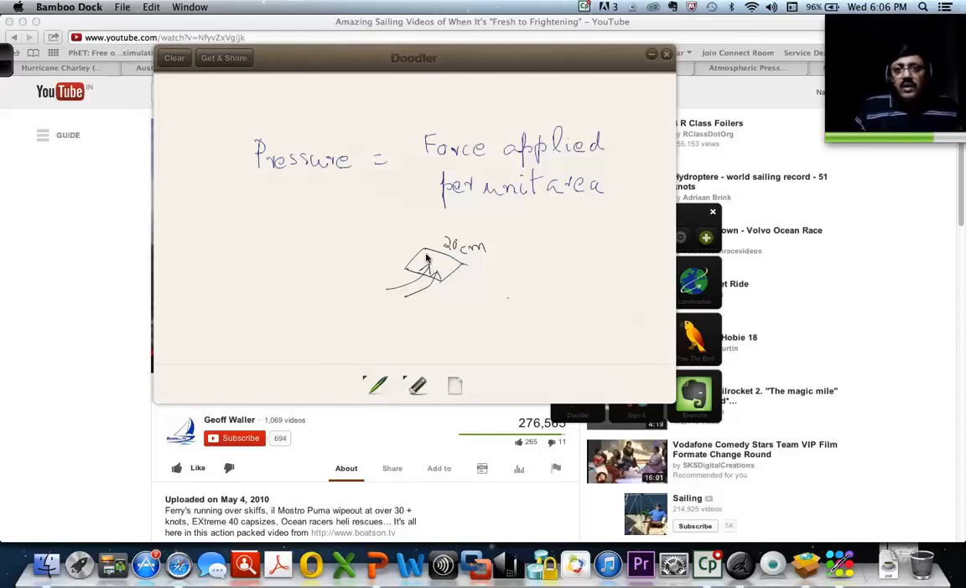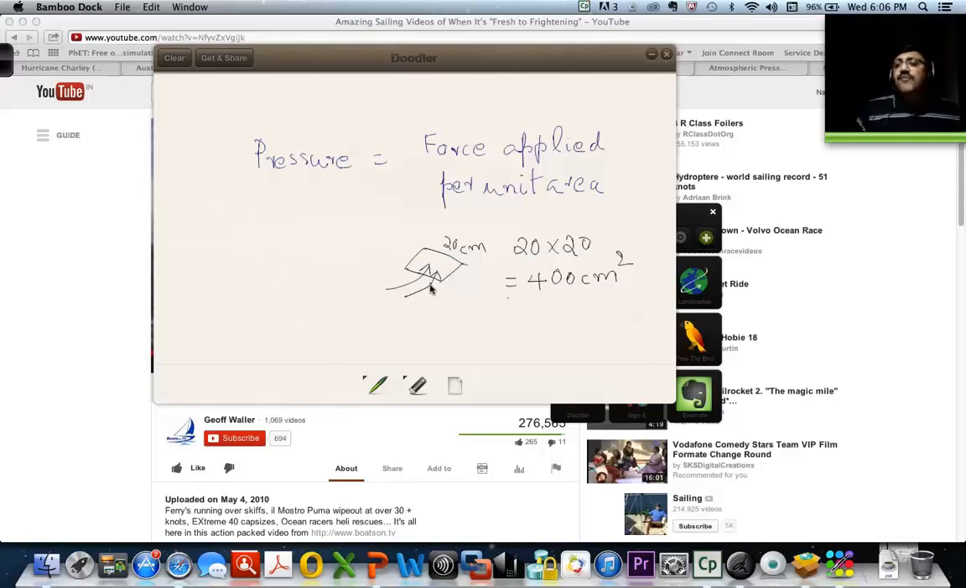What is the total area of this kite? The total area of this kite is 20 into 20, which is equal to 400 centimeter square, right? So the total area of the kite is 400 centimeter square. Okay, now what does the pressure mean, right?